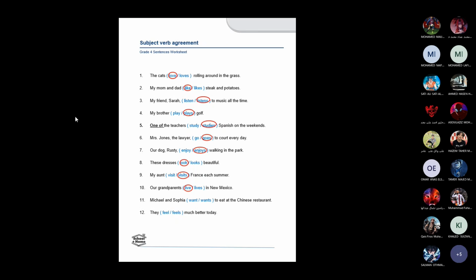Okay. Ahmed Hassan. Ahmed Hassan, your mic is open and there is no sound. Azzedine Al-Tahan. Yes, mister. Okay, number 11. Okay. Read, please.